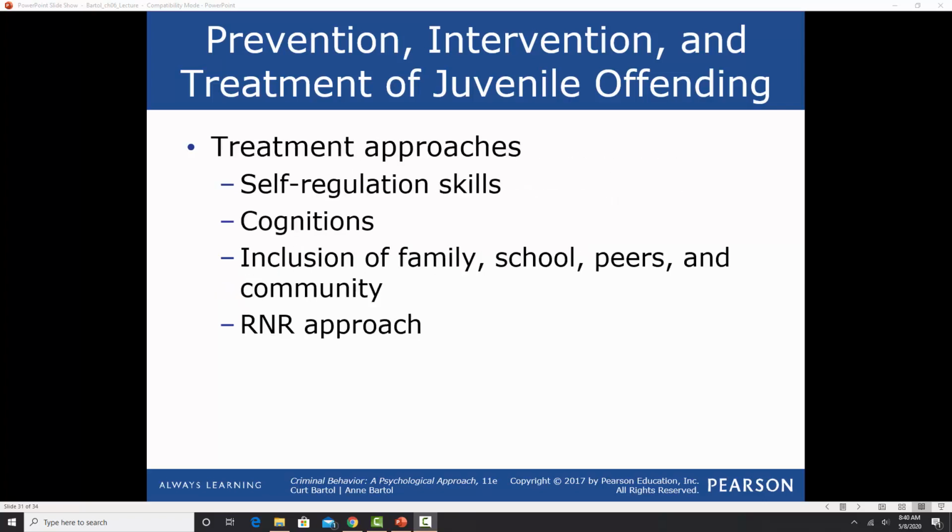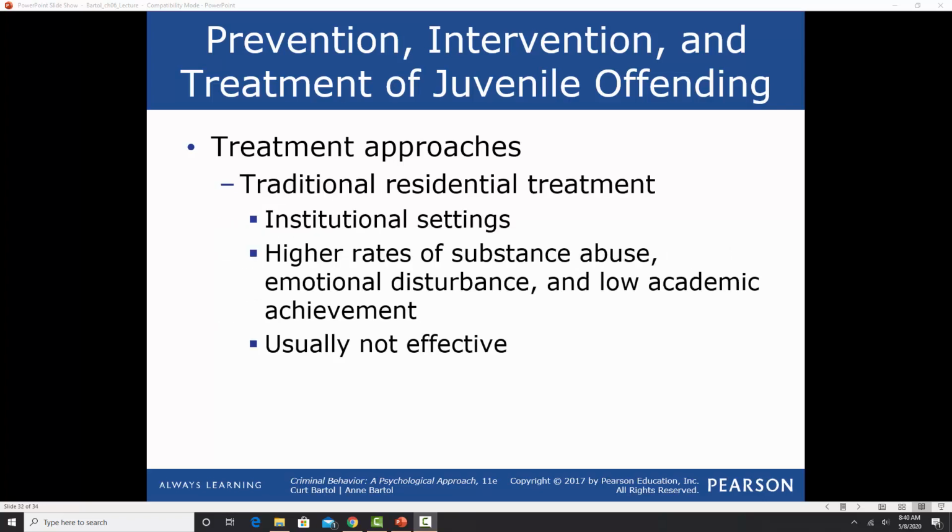And there are a lot of different types of treatment programs out there for juveniles. Treatment approaches will teach self-regulation skills, address faulty thinking patterns, teach problem solving. Again, will include family, schools, peers, community. The most effective ones are really addressing all aspects of the juvenile.